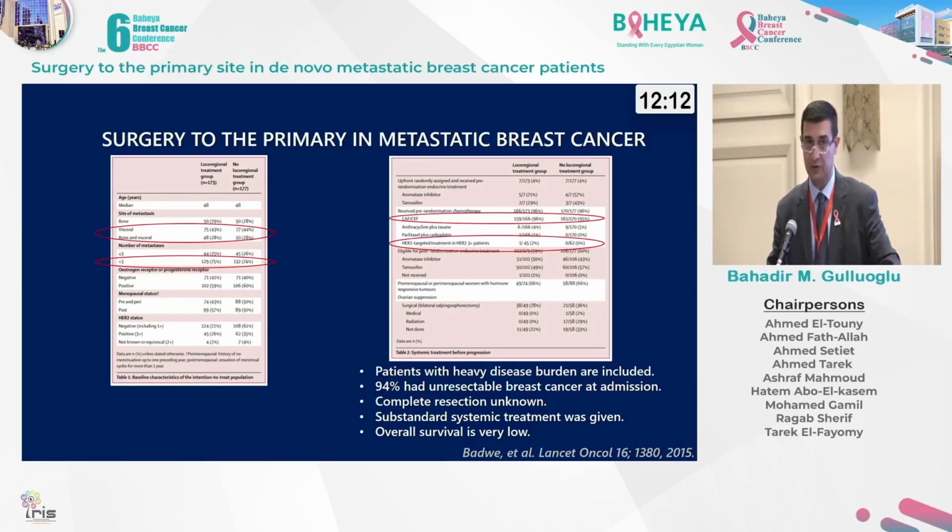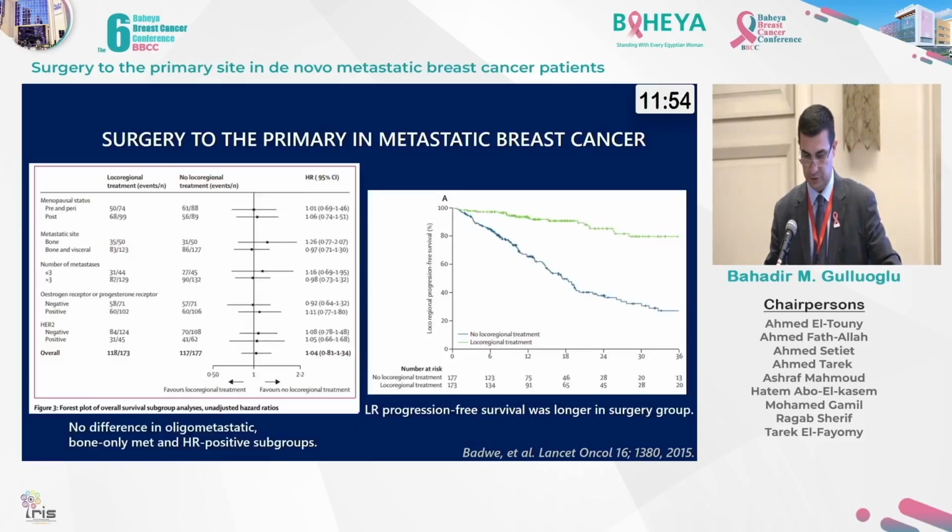Also, when you look at the systemic treatment that they are giving, it is substandard. For example, 15 to 20% of the patients are HER2 positive, but they never received an anti-HER treatment in this group. Also, the overall survival is very, very low, although the follow-up is very short. And in this trial, when you go again in depth, there's no difference whether this is oligometastatic or more metastatic, bone-only metastasis or other metastatic sites, or whether this is hormone positive or negative.